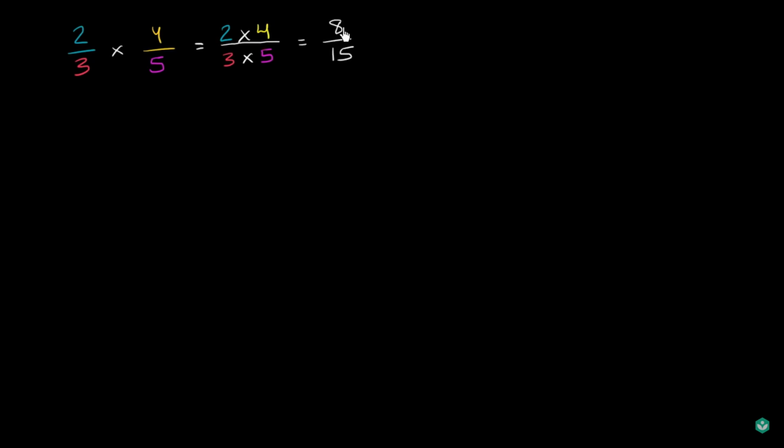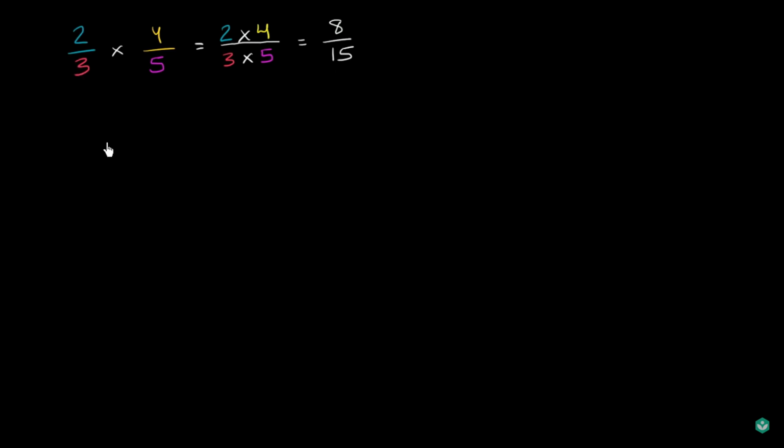And this is about as simple as we can make it. 8 and 15 don't have any factors common to each other other than 1. So this is what it is. It's 8/15. But why does that actually make sense? To think about it, we'll think of two ways of visualizing it.